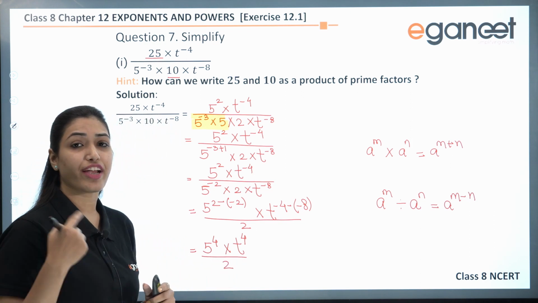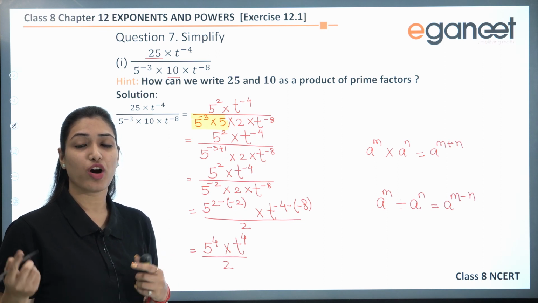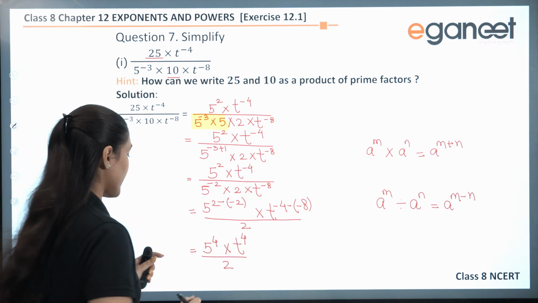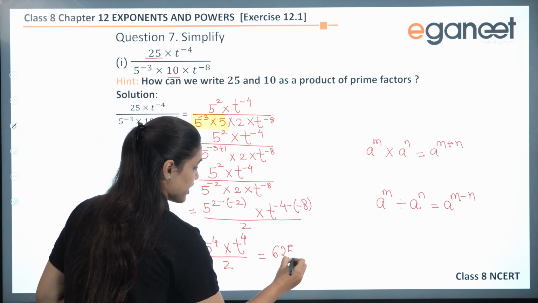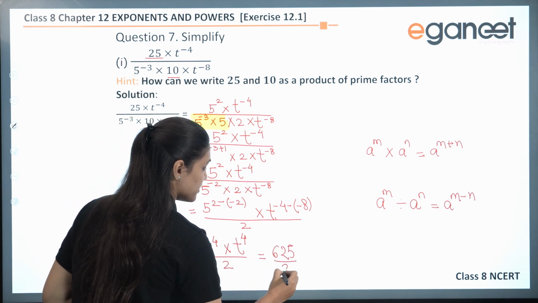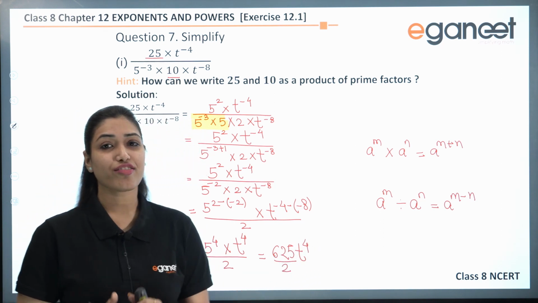Now how much is 5 to the power 4? Which is 5 multiplied by 5 how many times? 4 times. That means it is equal to 625. And we will write this 2 as it is in the denominator and t to the power 4 as it is. Now this is our final answer.